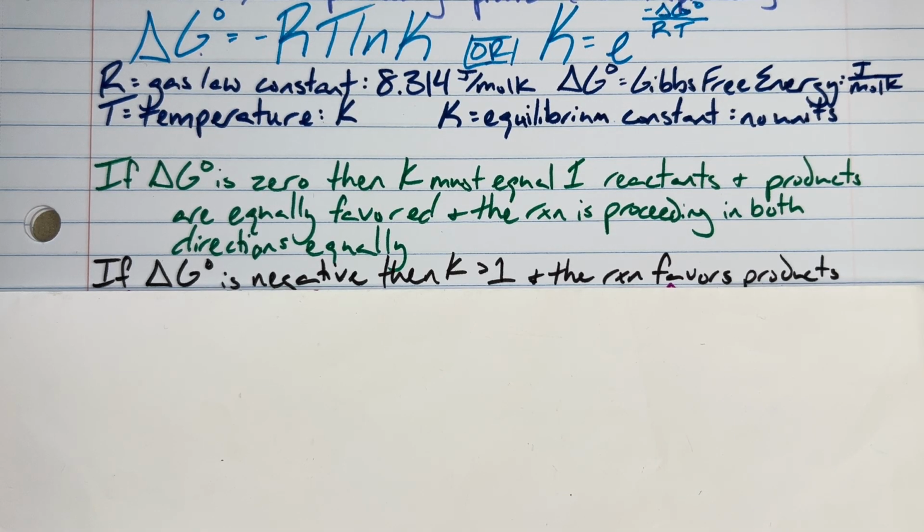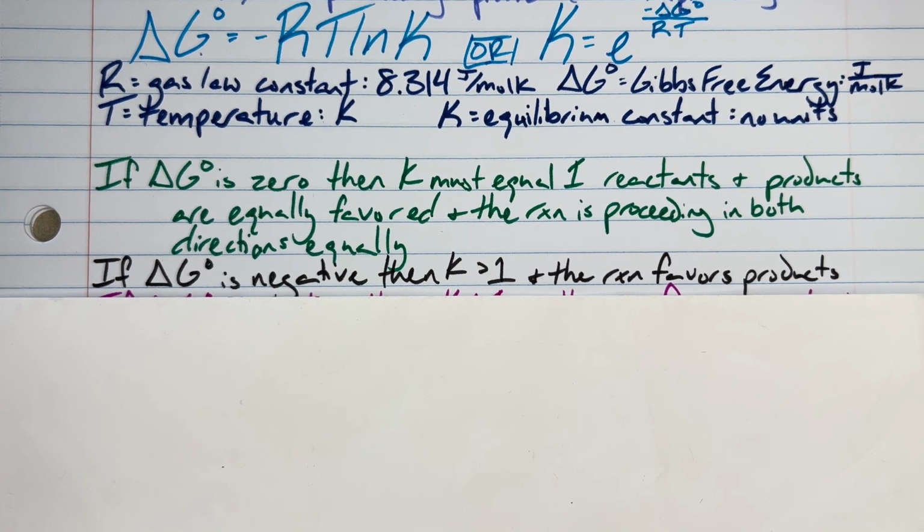really at all. If delta G is going to be negative, then that means that the K value has to be greater than 1, meaning that if the reaction is thermodynamically favored, then I am going to proceed with the reaction, and therefore I will produce more products.